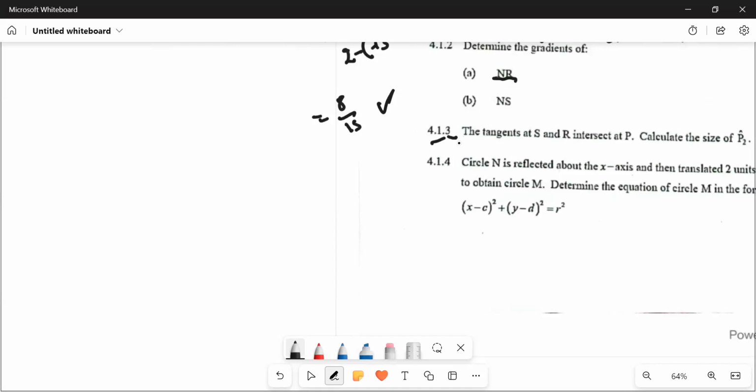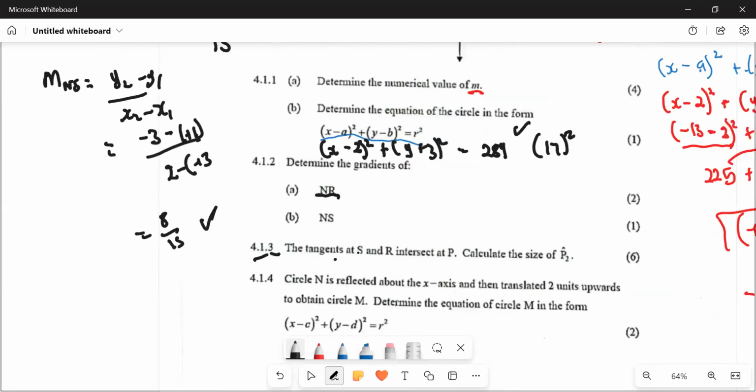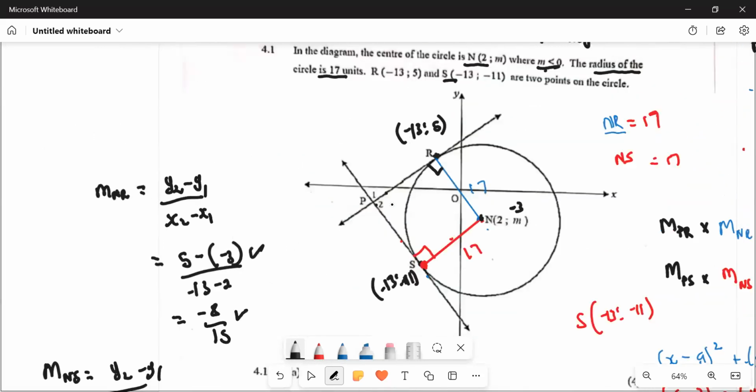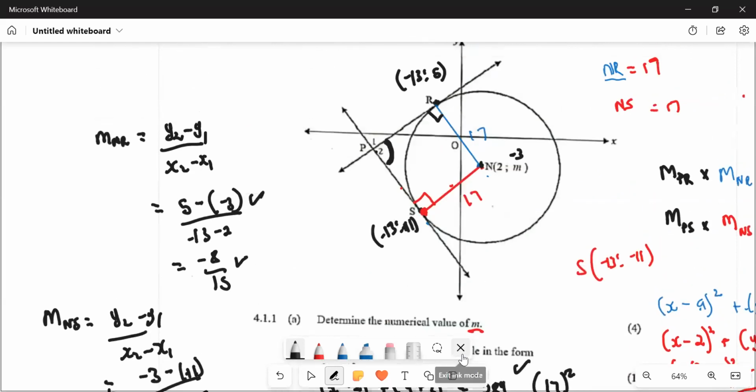4.1.3 again. On 4.1.3, they say S is a tangent and R, the tangent S and R intersected at point P. Calculate the size of P. Now, what is this P2? They want to know what is going to be this angle here. Now, it's simple, guys. I said to you, if you get an equation of an angle, we need to capitalize. Look at the marks. How many marks are there? 6 marks.